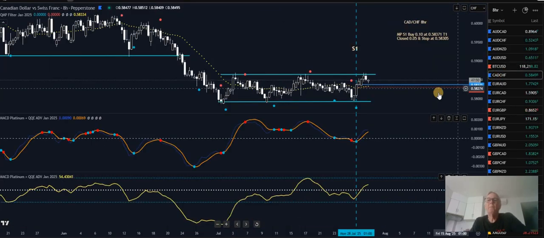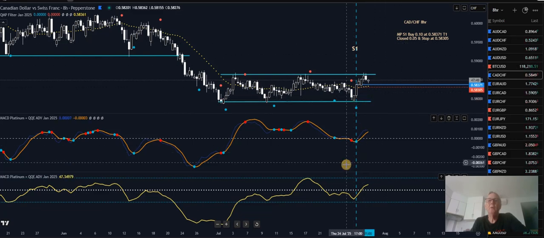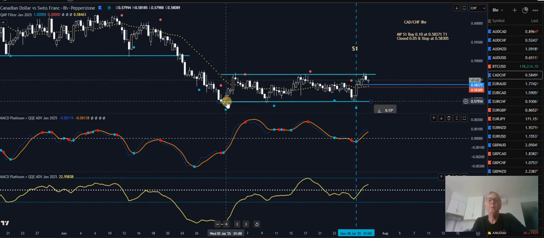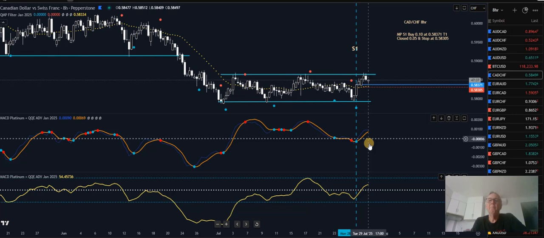CAD Swiss, we're in a buy and we're already closed half. So it's an MP buy, not a good setup. This can be a slow moving pair at times. We're range bound, had a support level, took the buy. It's gone up. MACD platinum through the 0 level at this previous high, so it's range bound, close half, stop in place, can't lose. That's MP buy.